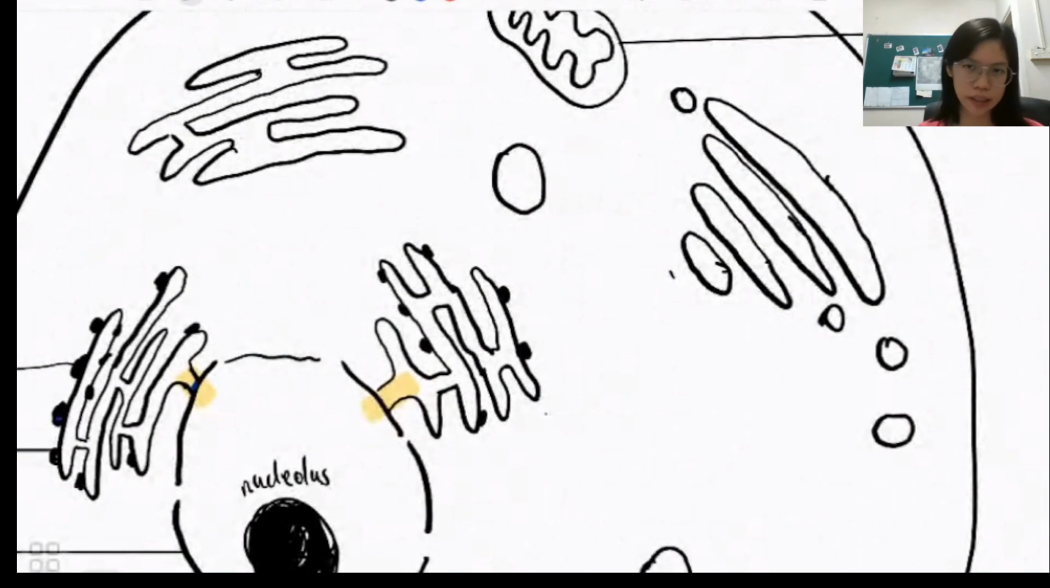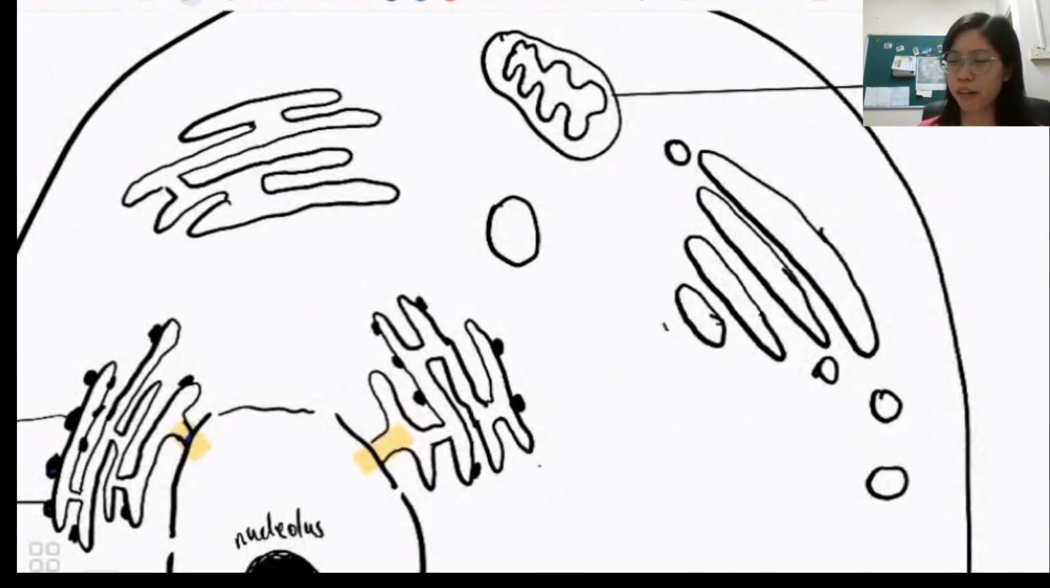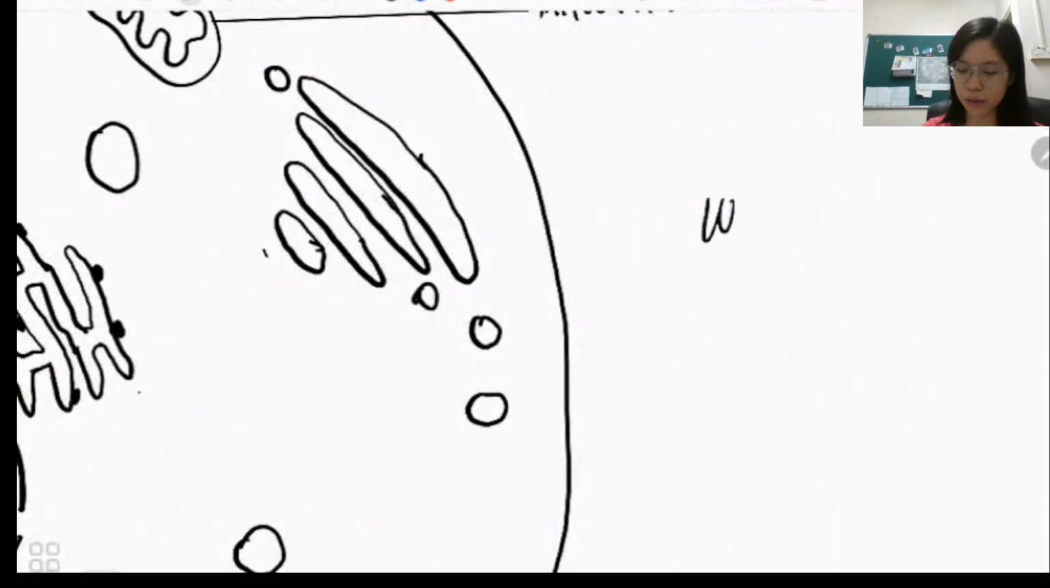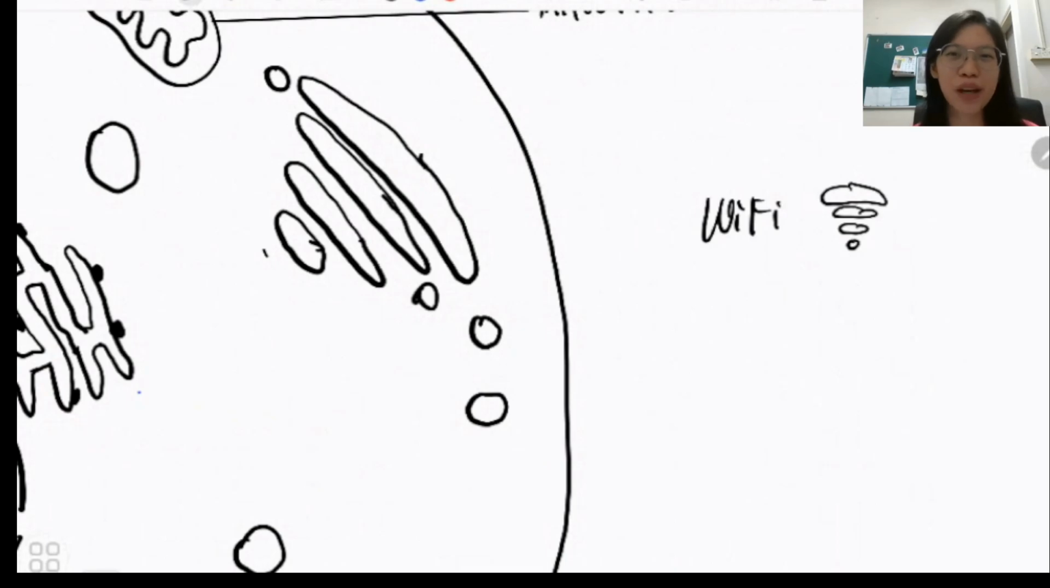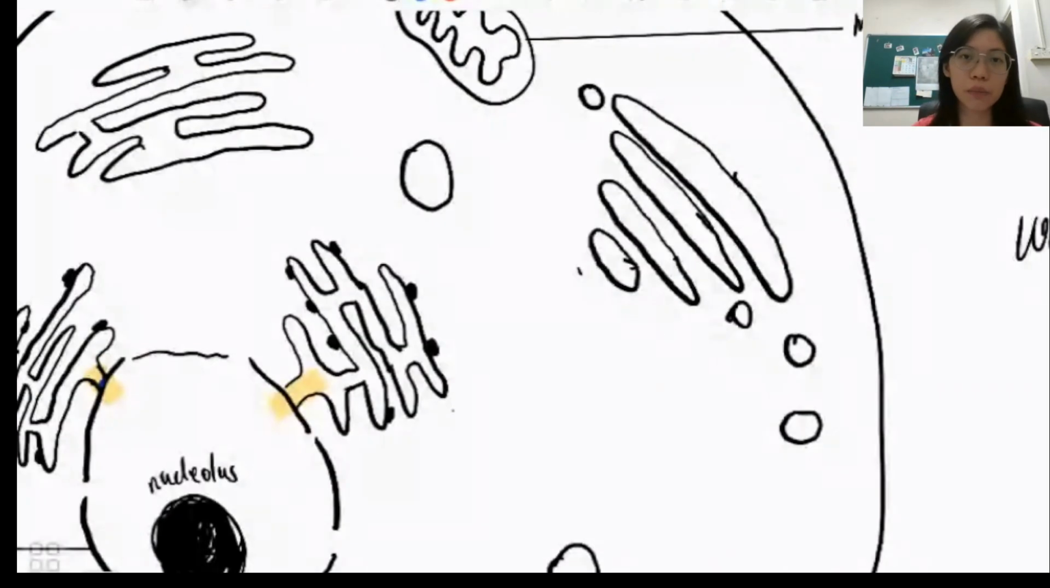Hey, can you see the difference between Golgi apparatus and smooth endoplasmic reticulum? Normally, Golgi apparatus looks like a Wi-Fi. Why do I say it looks like a Wi-Fi? You know the Wi-Fi symbol? It looks like that. So it kind of looks like a Wi-Fi. And the most important thing you can differentiate is that it is not connected between them.